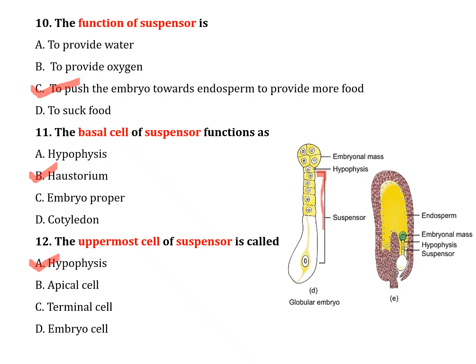This is the suspensor cells. The uppermost cell of suspensor is called hypophysis. This is the uppermost cell. It is called hypophysis. And the basal cell of suspensor functions as a haustorium. This is the basal cell of suspensor, which functions as a haustorium.